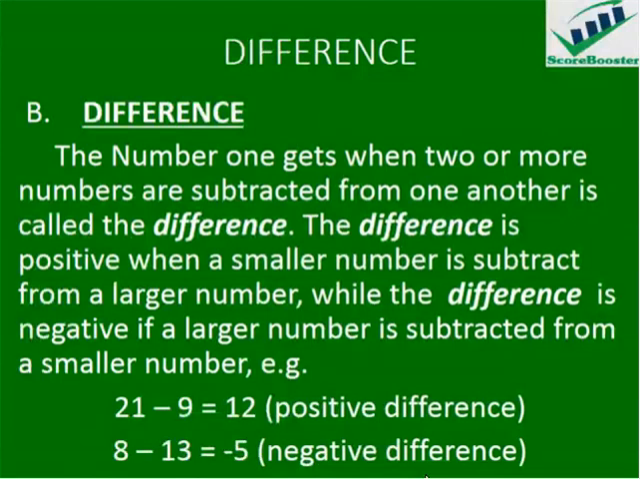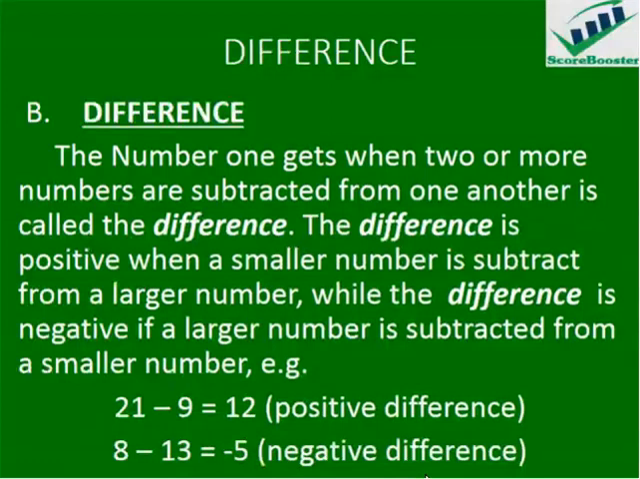What is difference? The number you get when two or more numbers are subtracted from one another is called difference. When you subtract 3 from 2, the result you get is difference. Difference is in two forms. We have positive difference and negative difference. Positive difference occurs when you subtract a smaller number from a larger number. For example, if you subtract 2 from 3, 3 minus 2, you get a positive number, which is 1.